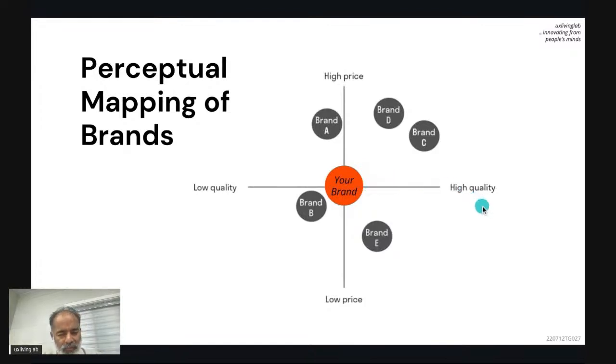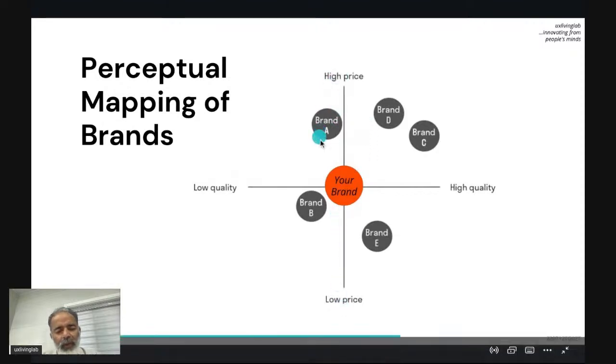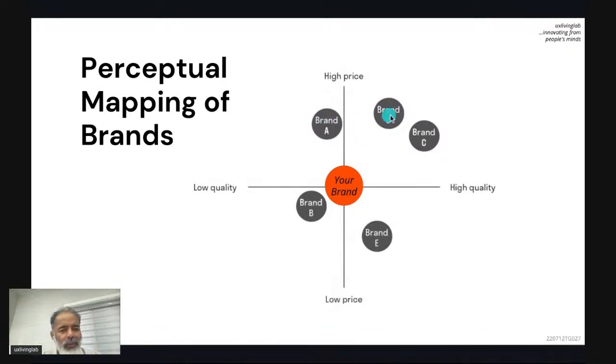And what are the brands higher than you in quality, and what are the brands lower than you in quality? At the same time, you have to talk about price: which brands are higher than you and which are lower than you. Then you place all the brands you identified from the market. I already said that you have to track the information. This information you can conclude and place in this map. That is called perceptual mapping.